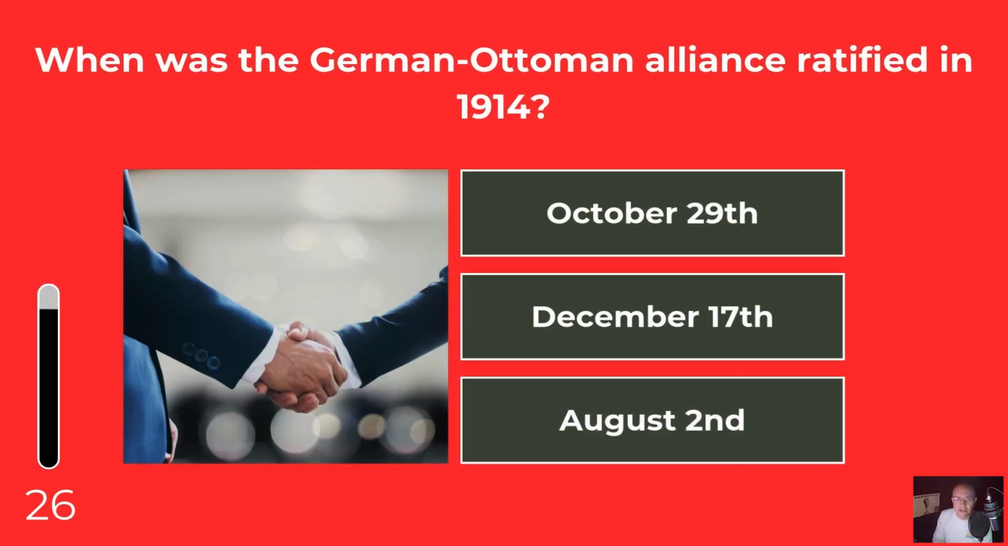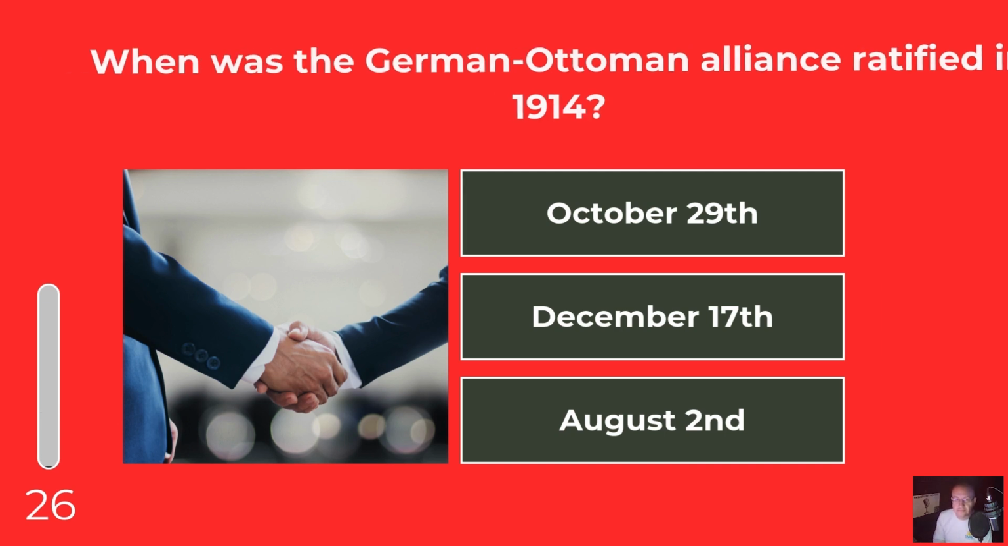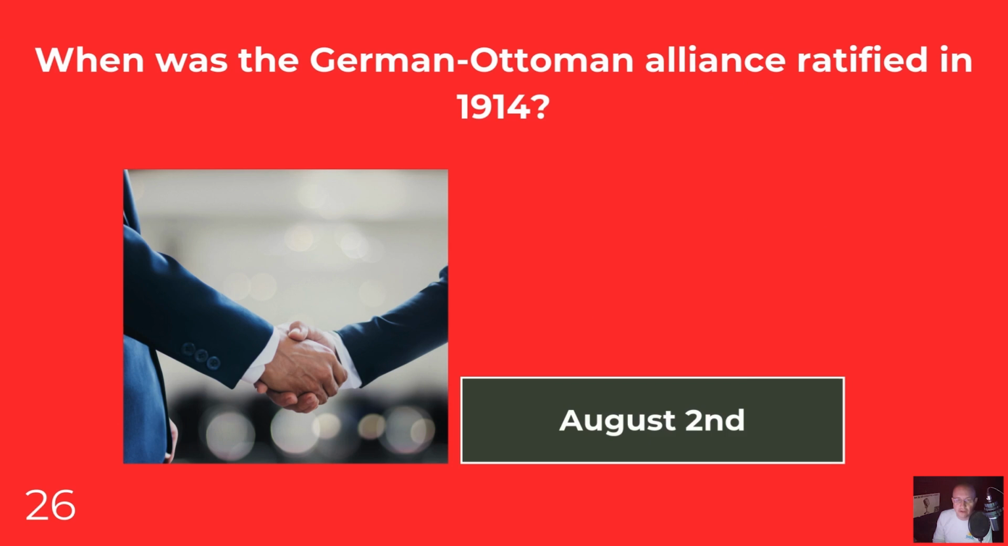When was the German-Ottoman alliance ratified in 1914? Was it on October 29th, December 17th, or was it August 2nd? That one was ratified on August the 2nd.